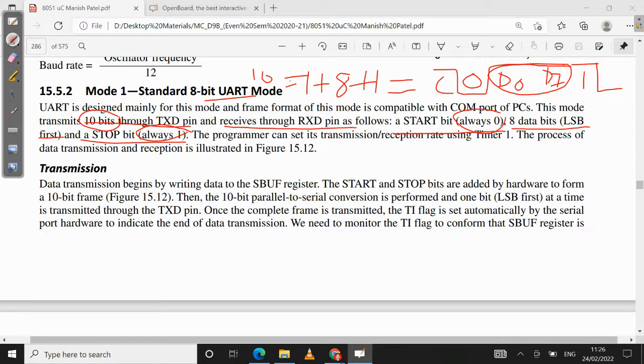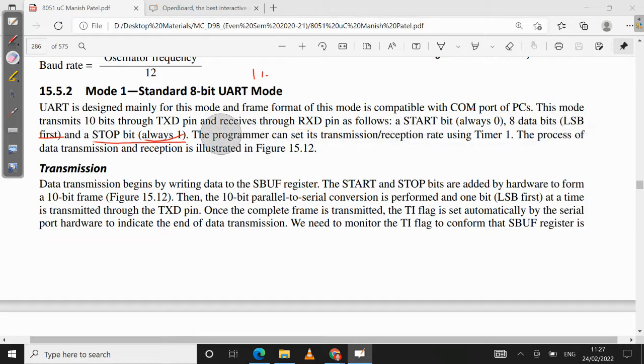The programmer can set its transmission reception rate using timer 1. Your transmission and reception का जो rate है, that is called a baud rate, and your baud rate depends upon your timer 1. Okay, timer 1 के related वो baud rate जो fix होता है, that thing we will see very soon. But just try to understand your baud rate is variable and it depends upon your timer 1. Now to understand the transmission and reception in mod 1, you have a figure. So try to understand the figure.